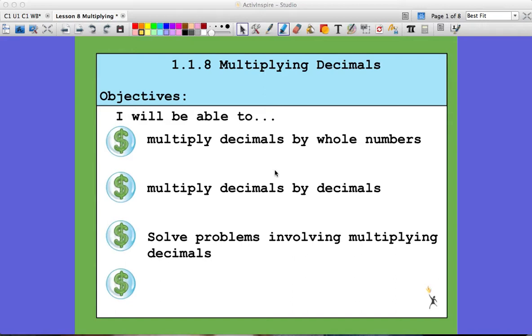Welcome to Lesson 118, Multiplying Decimals. Today we're going to talk about how to multiply decimals by whole numbers, multiply decimals by decimals, and how to solve problems that involve multiplying decimals.